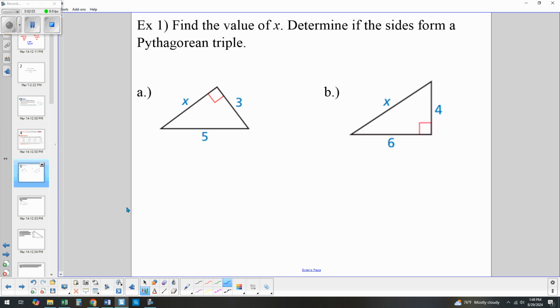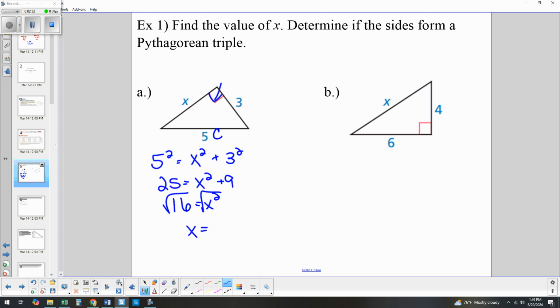For our first problems here, we're going to find the value of x and then determine if we have found a set of Pythagorean triples, which just means were all three numbers in the triangle whole numbers. So this side, if this is the right angle, this is my c. So we're going to do 5 squared equals x squared plus 3 squared. So that's going to be 25 equals x squared plus 9. I have to subtract the 9 before I can take the square root. And I get x is 4. So that means the sides of my triangle were 3, 4, and 5. So yes, they did form a Pythagorean triple because all three of those numbers were whole numbers.